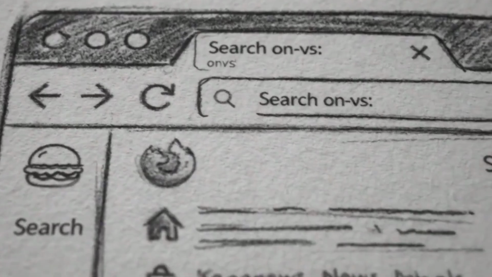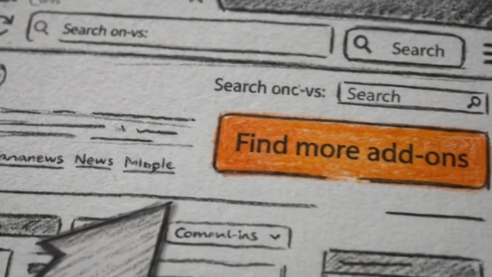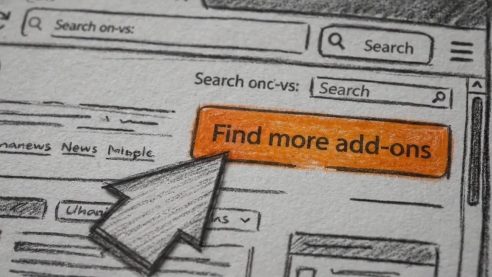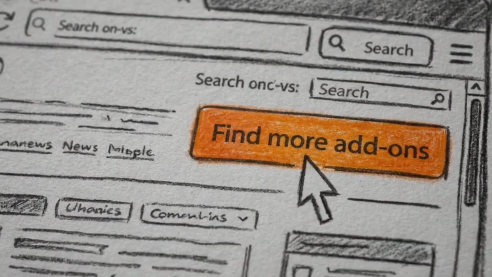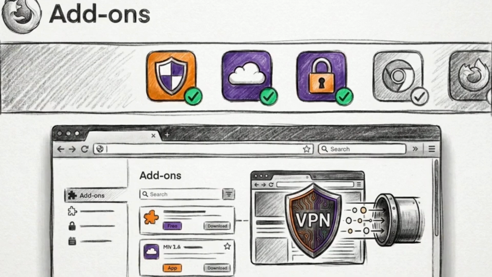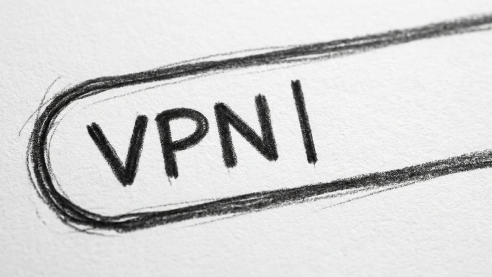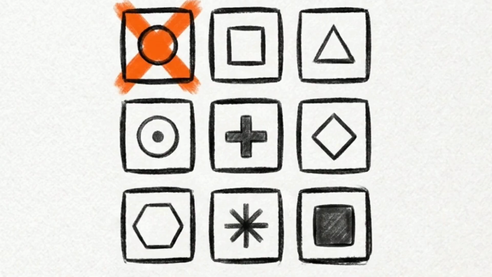At the top of this page, click the Find More Add-ons link to access the official repository where new tools are hosted. Navigating to this marketplace is a necessary step to find and install tools that are verified to work within the Firefox ecosystem. In the search bar, type VPN and press Enter. You will see a wide range of results, but you should not simply select the first one you see.